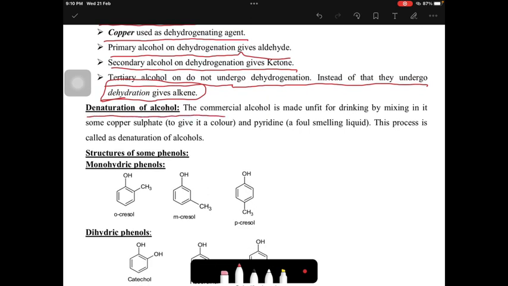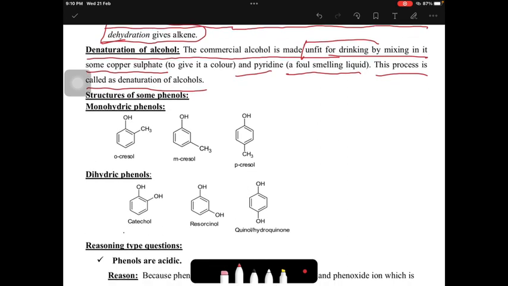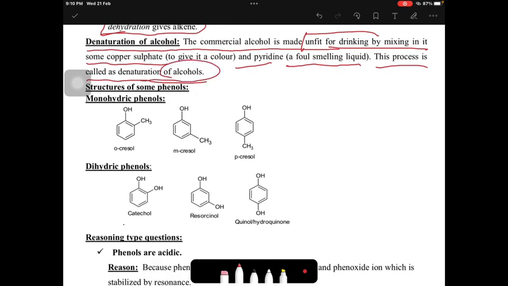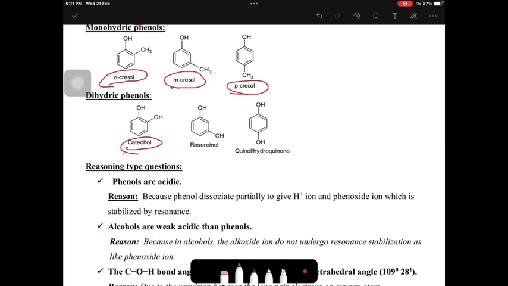Denaturation of alcohol. Commercial alcohol is made unfit for drinking by mixing it with some copper sulfate to give it color and pyridine, a foul smelling liquid. This process is called denaturation of alcohol. Structure of some phenols: ortho-cresol, meta-cresol, para-cresol, dihydric phenols: catechol, resorcinol, quinol or hydroquinone.